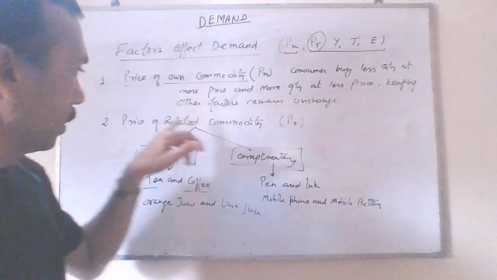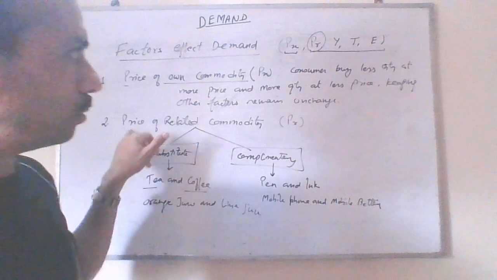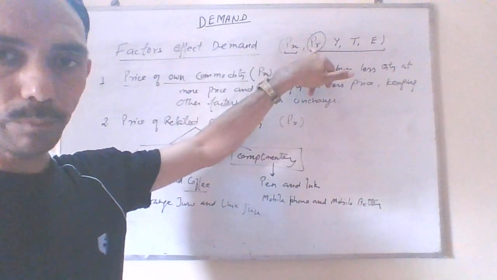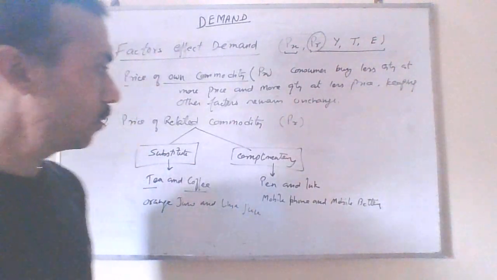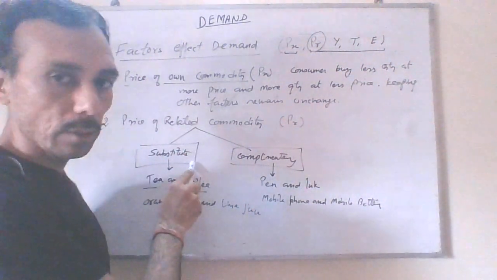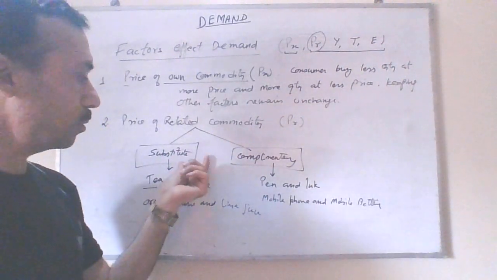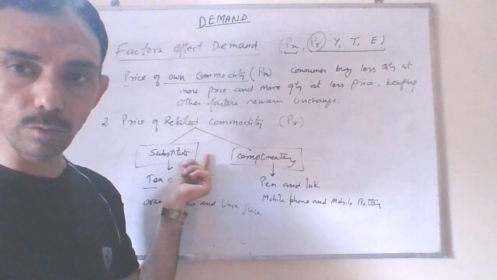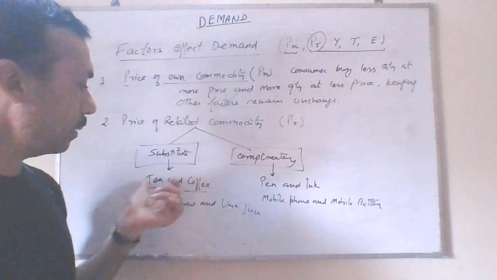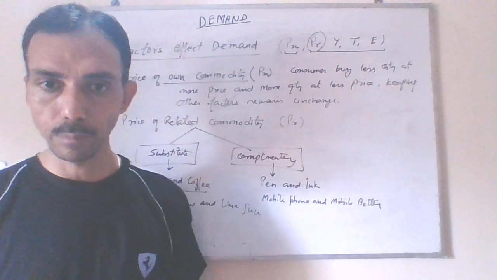So demand for any goods is also affected by the price of the related commodity. Related commodity means the consumer's demand depends on what kind of goods they have. Generally, if the consumer has more substitutes, the demand for such a commodity depends on the price of the substitute goods.